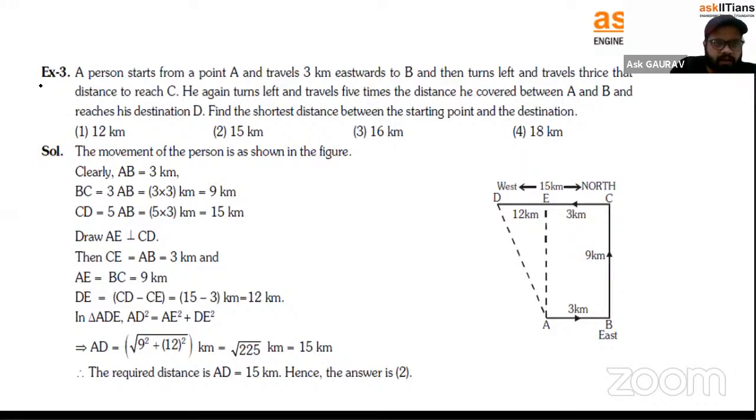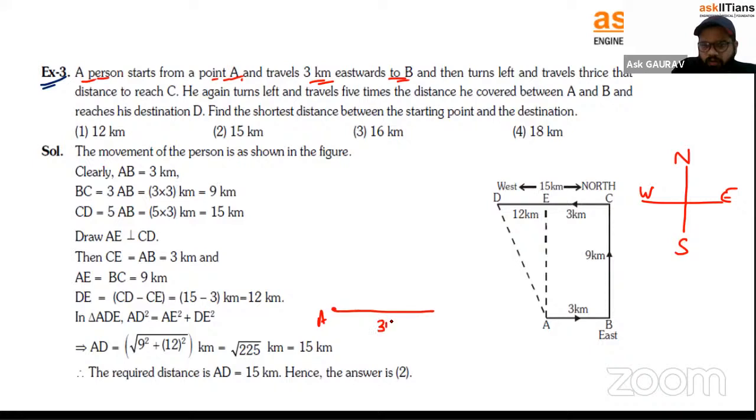Now let's see, and again, a different question. Okay. See this question. A person starts from point A. Let's say any point is there, A, and travels 3 kilometers eastwards. Eastwards means, see, these are the directions. This is north, this is south, this is west, and this is east. So he is moving eastward 3 kilometers. So let's say 3 kilometers, and this is point B.